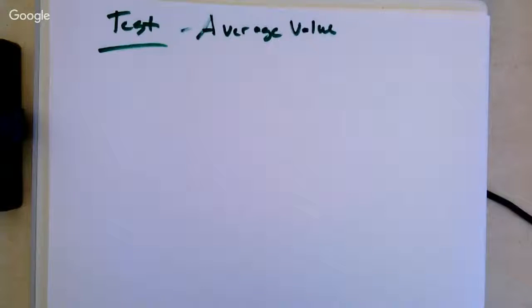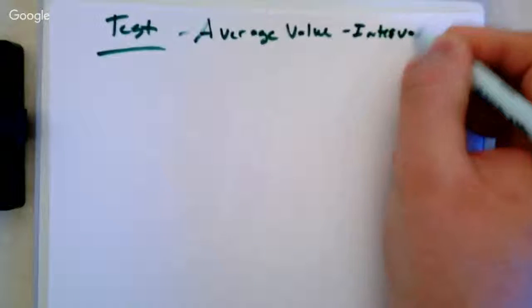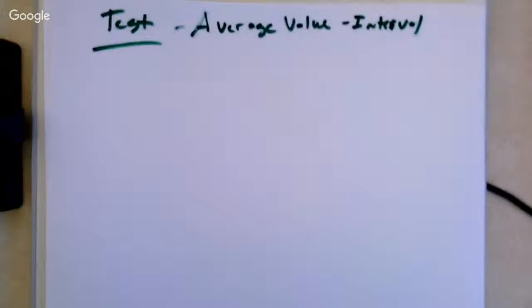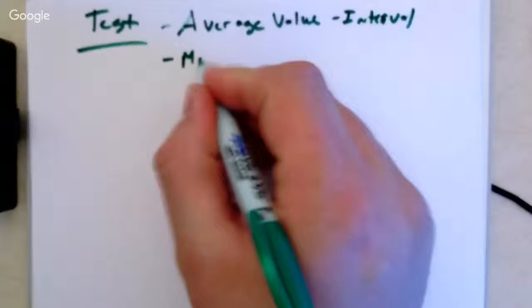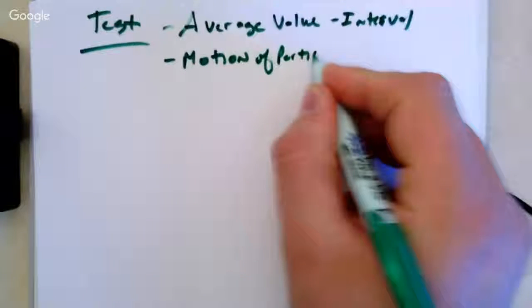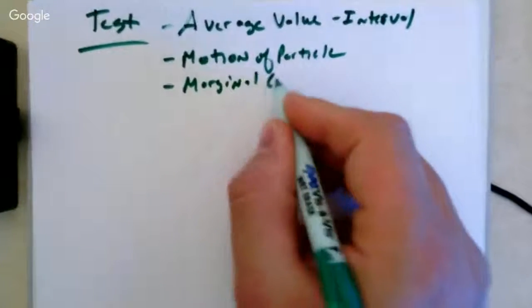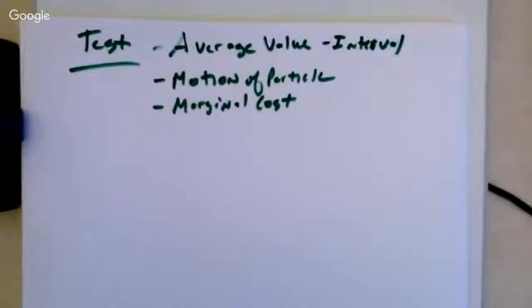Okay, let's remind you of average value, which is why we find the average value over an interval. Don't forget, those are classic multiple choice problems, so that's why we are talking about them. We have our motion of the particle problems, the marginal cost problems, the integral of the derivative of cost.